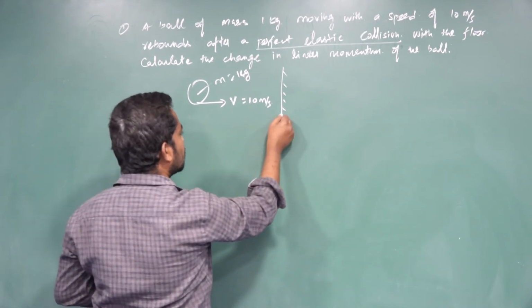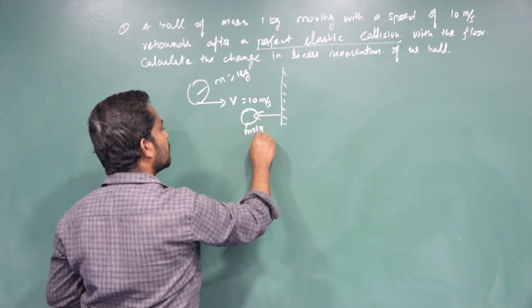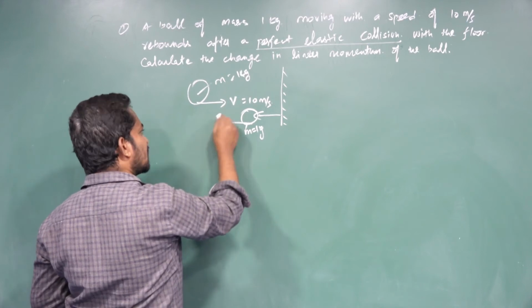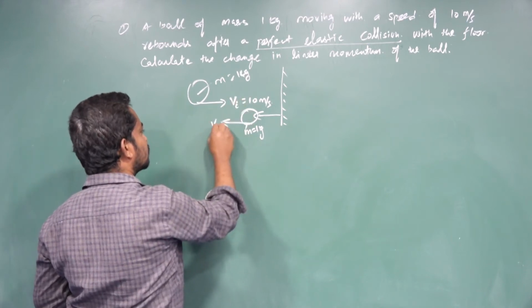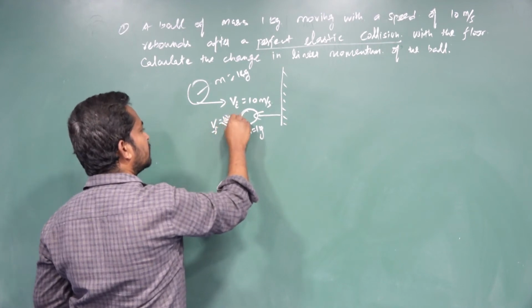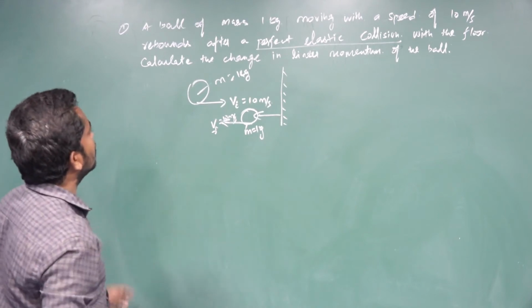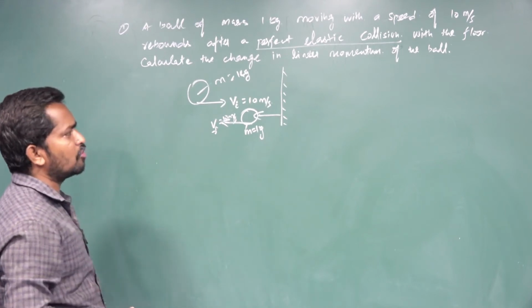The mass of the ball is 1 kilogram. Rebound with the same velocity. This is the initial velocity, and this is the final velocity. The final velocity is also 10 meter per second because of the perfect elastic collision. So with the floor, calculate the change in linear momentum of the ball.